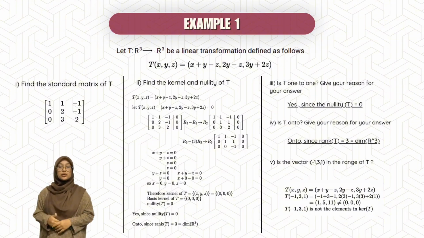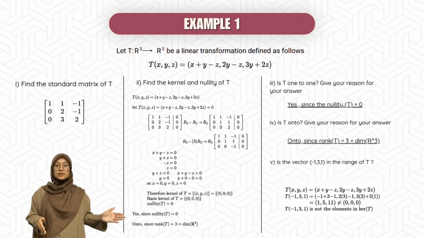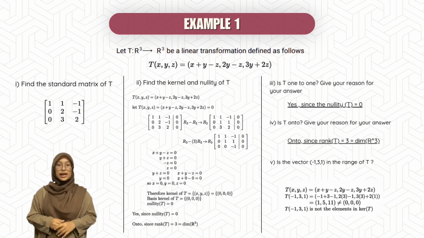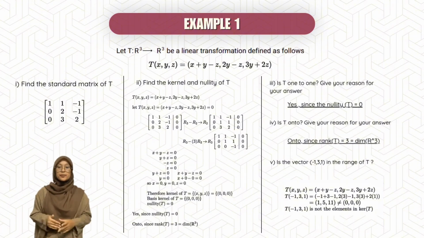So z equals 0. Substitute that back and it shows that y equals 0. And substituting both into the top row shows that x also equals 0. Because the only solution is the zero vector, our kernel contains only the zero vector. Since there are no free variables, the dimension of the kernel, our nullity, is exactly 0.